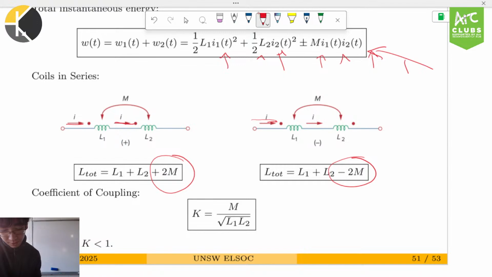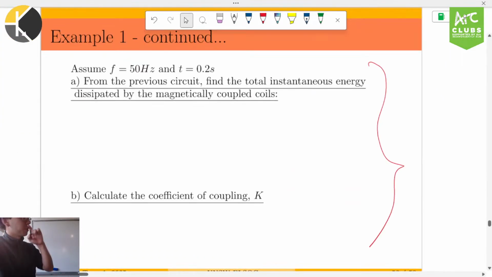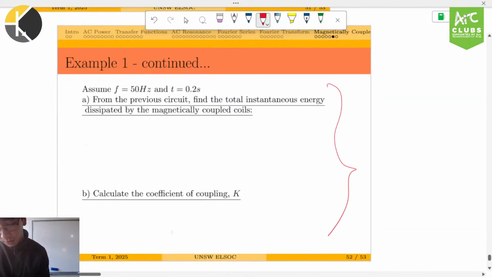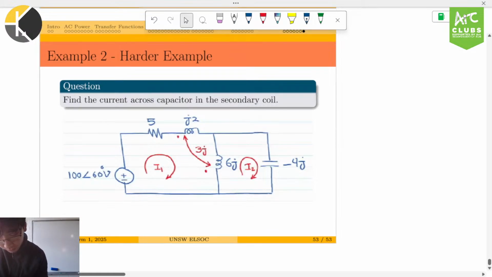Lastly, we have the coefficient of coupling K. Coefficient of coupling basically tells you how coupled your two coils are. So if you get a K of 1, that means that your magnetically coupled coils are basically maximally coupled, whereas if you have 0, you have no coupling at all. Cool. So I did have some questions here to go through that, but we are short on time, so I will move on, but I will upload the solutions to that afterwards if you want to have a look.